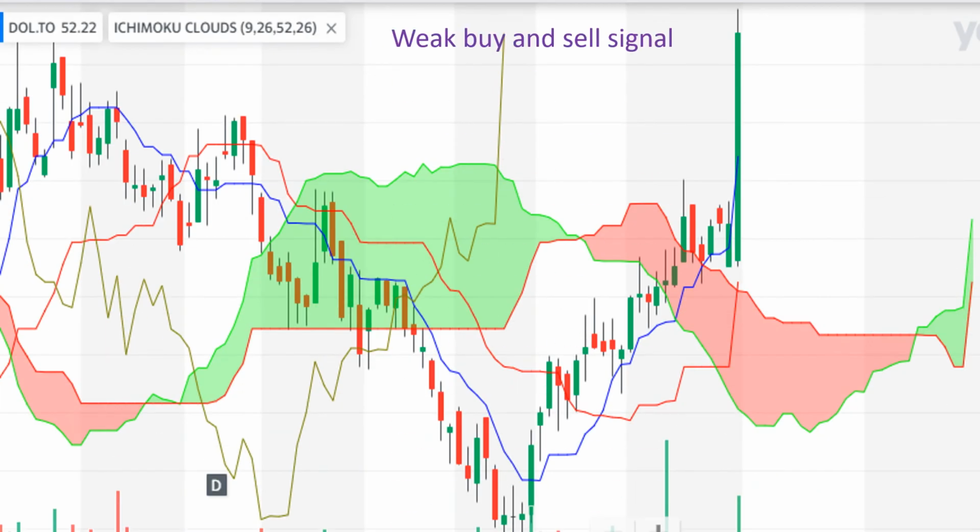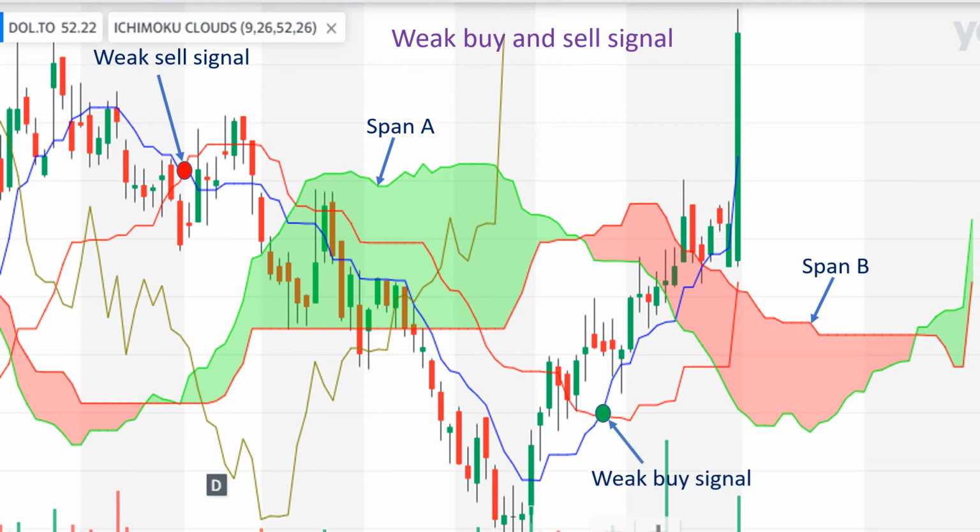This is the price trend, and we are going to talk about weak buy and sell signals. This is span A indicated with the green color, span B indicated with a red color. If the blue line crosses the red line and this crossover is above the Kumo cloud, it generates a weak sell signal. If the blue line crosses above the red line and this crossover is below the Kumo cloud, it generates a weak buy signal. If span A crosses below span B and the price is below the Kumo cloud, it generates a strong sell signal. If span A crosses above span B and the price is above the Kumo cloud, it generates a strong buy signal.